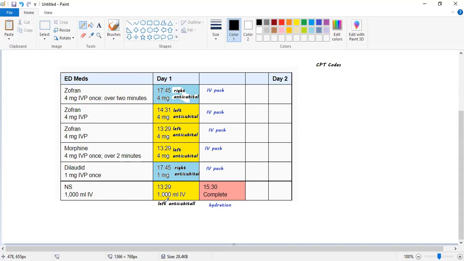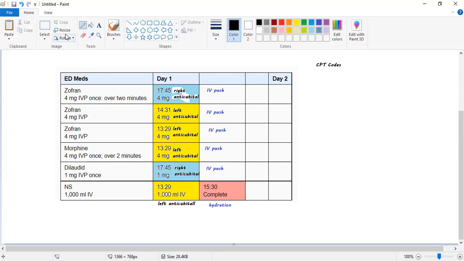So first you have to divide your work between the sites, right? Code separate CPTs for the left once, and then again code for the right. Then, in order to avoid bundling, you have to add some modifiers, right? So Zofran started at 1745, 4 mg at the right antecubital.